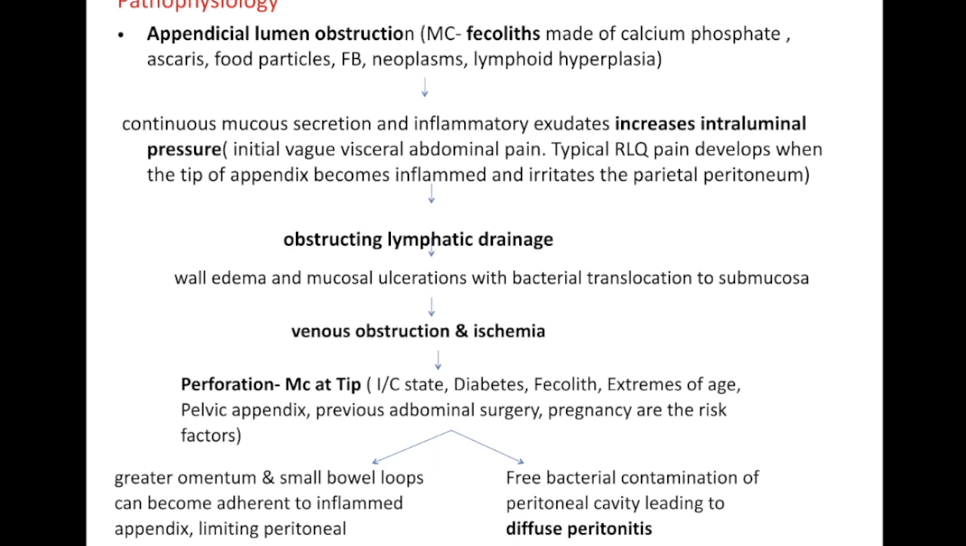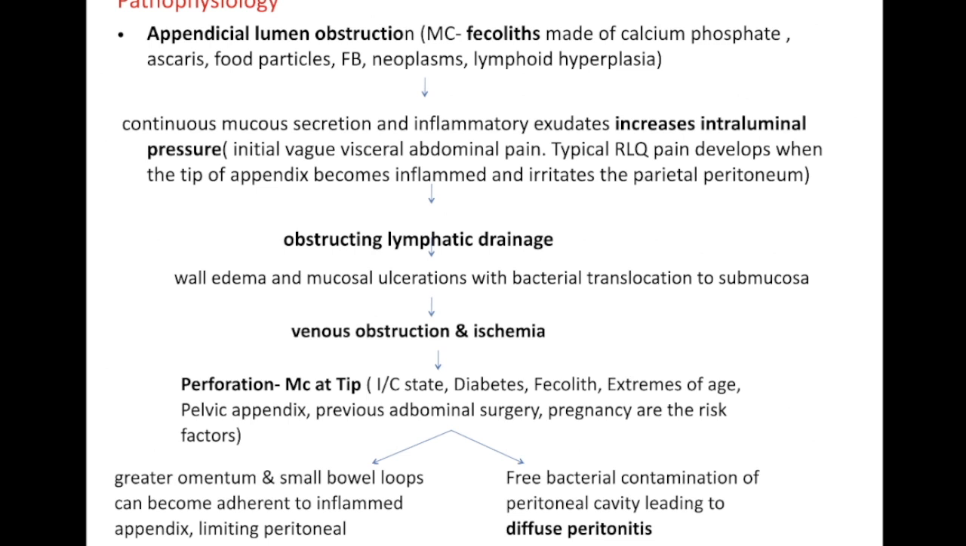Pathophysiology of appendicitis follows a luminal obstruction, which is most commonly caused by feculiths, ascaris, food particles, foreign bodies, neoplasias, and lymphoid hyperplasia like the Peyer's patches. This leads to continuous mucus secretion and inflammatory exudate, which increase the intraluminal pressure. The initial visceral pain is usually referred to the umbilicus, as the appendix is part of the midgut, and the midgut shares a dermatomal supply with the umbilicus, which is T10.